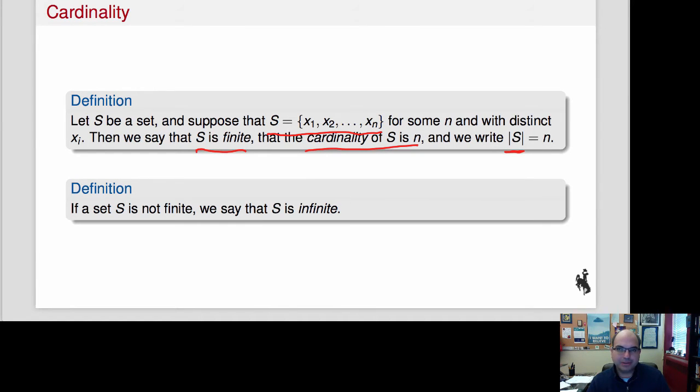I might as well just define this term too. If S is not finite, what does that mean? It means that I cannot write it as x1, x2, and so on up to x sub n, right? Then it's infinite, okay? So if I can't write it like this, it must be that it keeps going, right? That's what we'll mean by infinite set in this class, okay? You'll see different definitions if you pursue, for example, a course in set theory, okay? All right, so we have this.